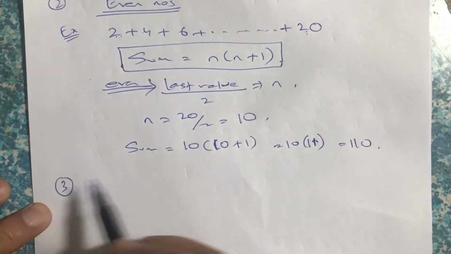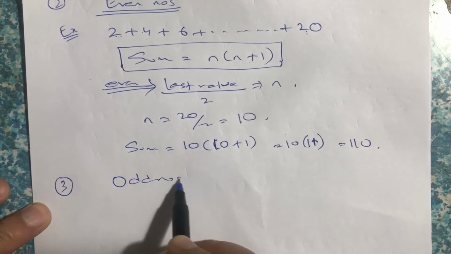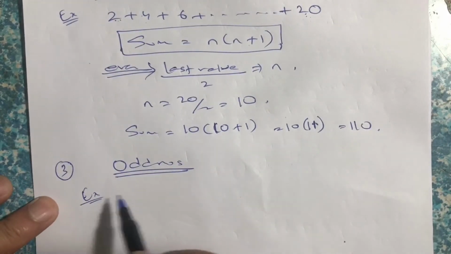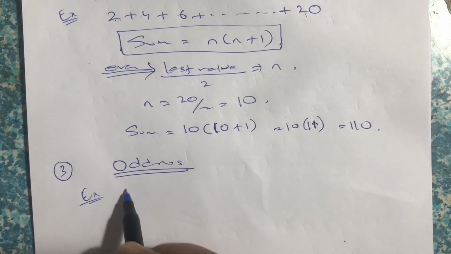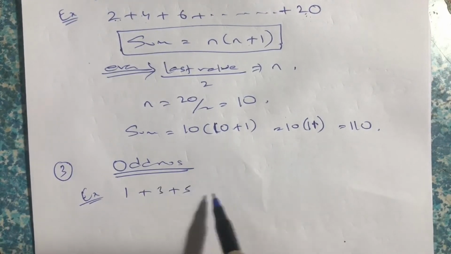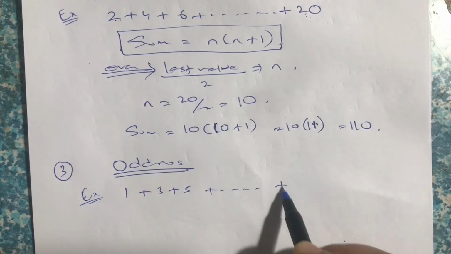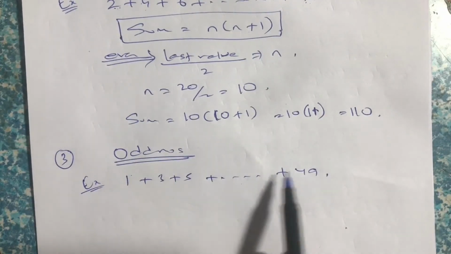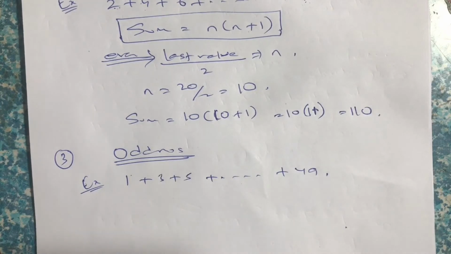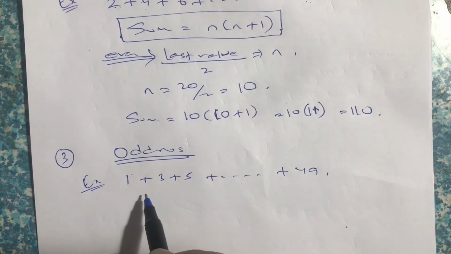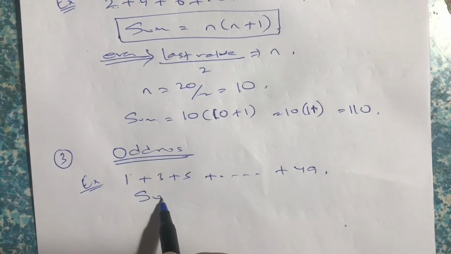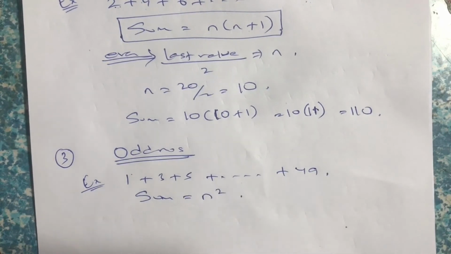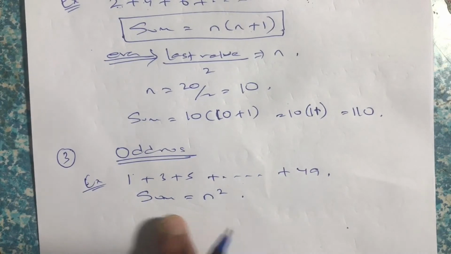Okay, so third one, supposing we have odd numbers, a single odd series, and how do I find the sum? Example, let's say we have 1 plus 3 plus 5 plus dot dot dot plus 49, and it says find the sum. Again there are no powers, so it's a single, and it's odd. For this kind of series, the formula for the sum is equal to n square. Okay, so it's quite simple. But how do I find n?